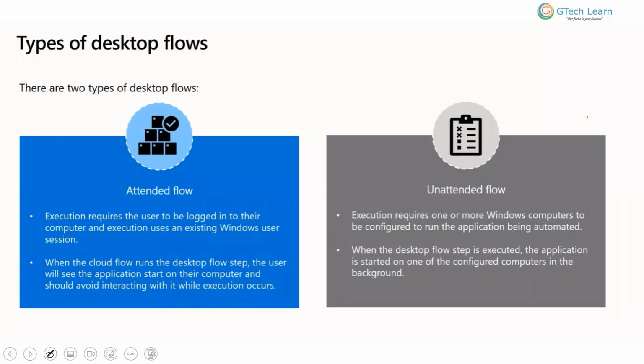The first one is an attended flow that is going to be applicable only when the machine is open and the user is logged in. The second one is an unattended flow. This is going to be applicable for those machines where I have created the connections and everything, but I do wanted to run that flow after making a logout.